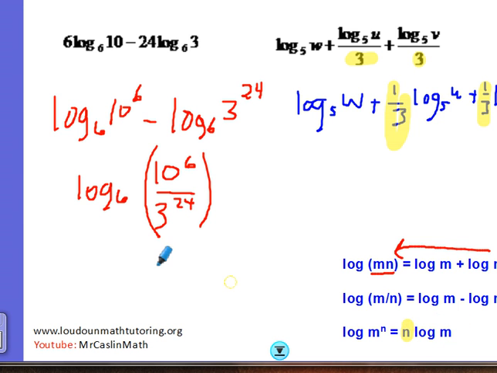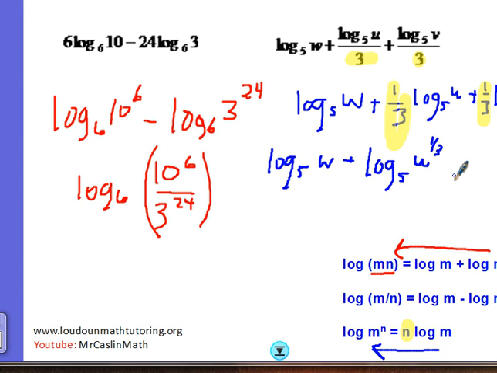Now, these multipliers, as you'll see, you've got this property here now. You've got a multiplier in front of a log. When we're condensing, we're going in this direction, so we're going to make those exponents. Okay, so like we did here, let's take those multipliers and make them exponents. We have log base 5 of w plus log base 5 of u to the 1/3. An exponent, remember, plus log base 5 of v to the 1/3.